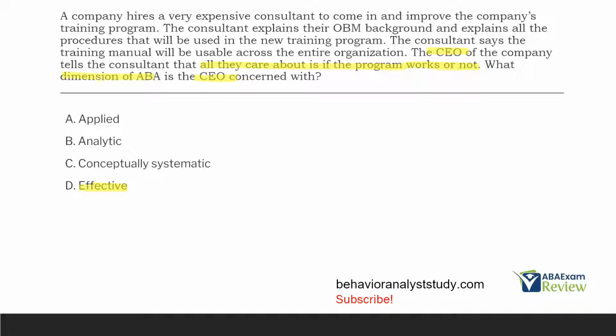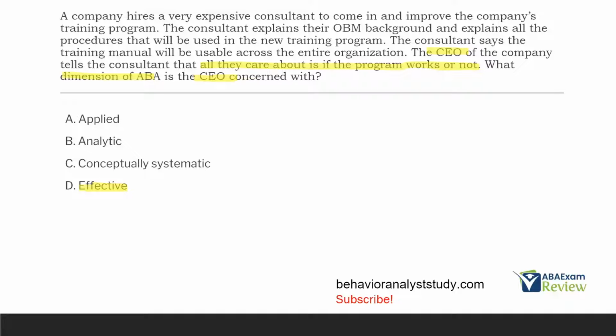The CEO is not talking about that. He says, I want to know, okay, does your program work, right? If your program doesn't work, it's no good to me. I don't care about your functional relationships. I don't care about your socially meaningful or valid changes. I just need to know, is the program effective, right? And now that might not be how we look at things, right? But given the information, the CEO just cares, is the program effective, is it not?